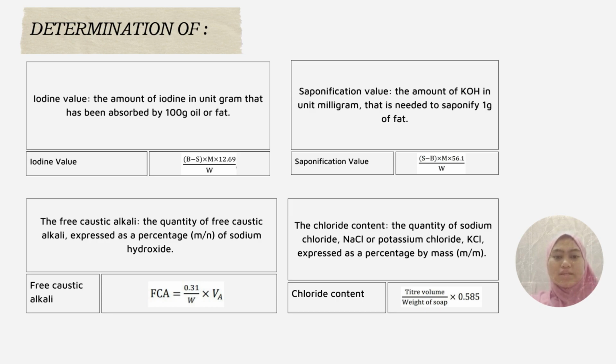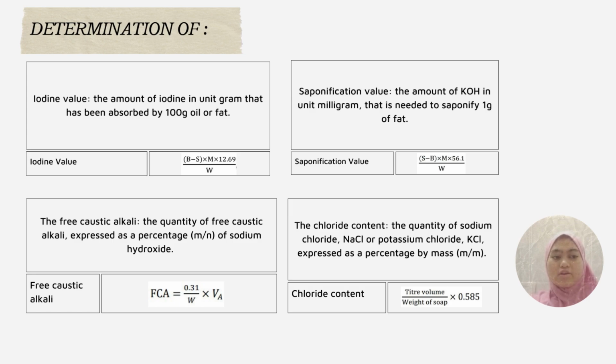The formula given is S minus B multiplied by M multiplied by 56.1 over W. Next, free caustic alkali. The free caustic alkali can be referred to as the quantity of free caustic alkali expressed as a percentage M over M of sodium hydroxide. The formula given is FCA equal to 0.31 over W multiplied by VA.